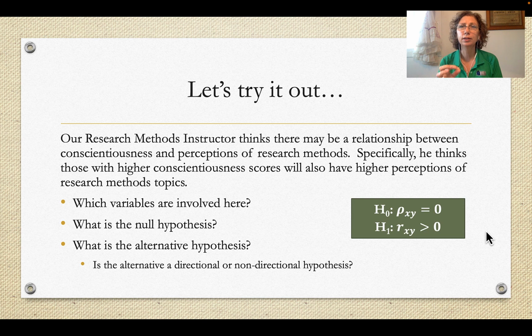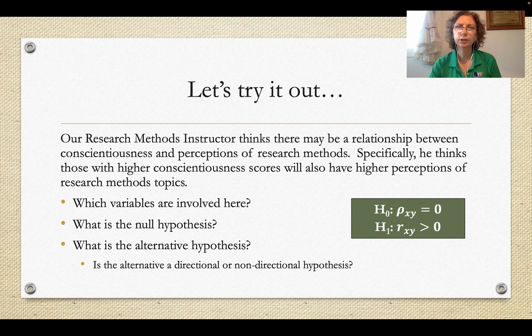What is the null hypothesis? That's going to be the one that says there's nothing. There's no relationship between those two. What is the alternative hypothesis? Well, our research methods instructor thinks that as one is high, the other one is also high, and that is a positive correlation. In other words, a directional hypothesis. He's saying that the relationship between X and Y is going to be greater than 0.